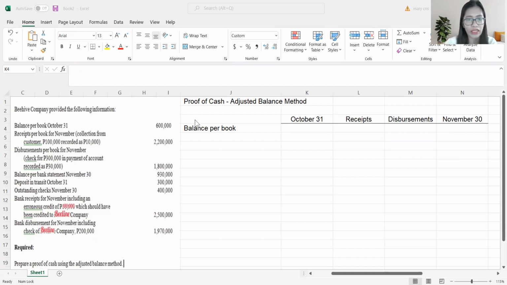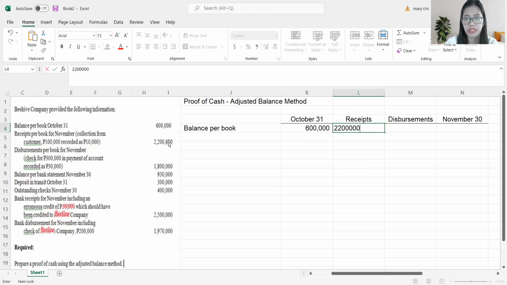To start, let us plot muna the balances which are given. Let's start with the balance per book on October 31. So we have here 600,000. Then for the receipts, take note, it was mentioned here that ito yung receipts niya per book for the month of November. So a total of 2,200,000.